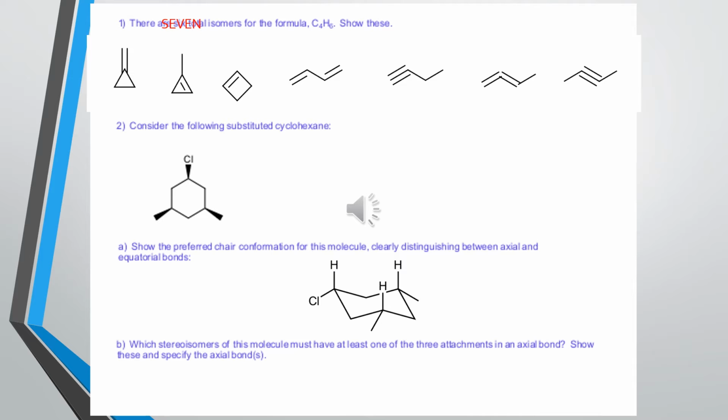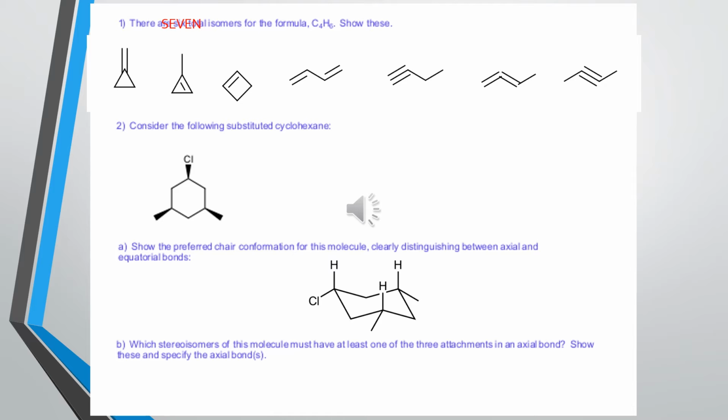All right, number 2. Consider the following tri-substituted cyclohexane. A, show the preferred chair conformation. Remember, there are always 2 for this molecule, clearly distinguishing between axial and equatorial bonds. This is the preferred chair conformation where all 3 substituents or attachments are in equatorial positions, and that's only possible because of the 1-3-5 cis tri-substituted pattern for this particular isomer.